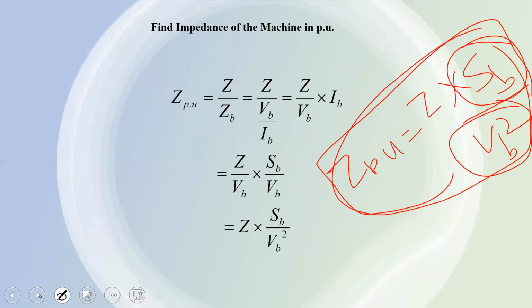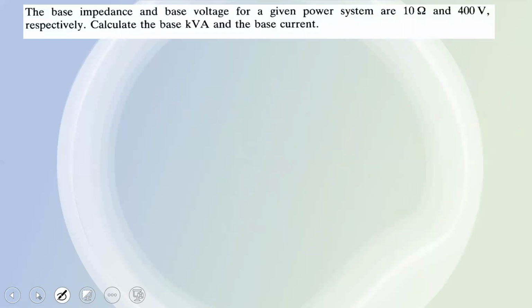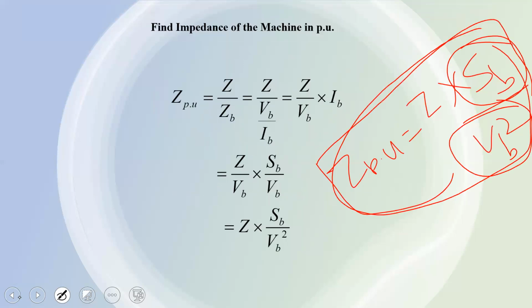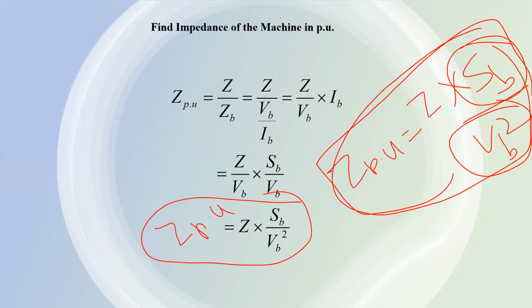Now, in the next lecture, I will discuss some numerical examples based on this concept. But you must remember this formula, because in the next lecture, I will use this formula to determine the impedance value in per unit. So in the next lecture, I will discuss numerical examples based on this.